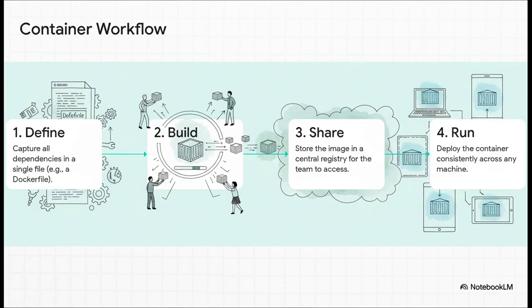And the workflow is beautiful in its simplicity. First, you define everything your project needs in a single file. A Dockerfile is the common example. From that file, you build a standardized, portable image. Then, you share that image in a central place where your whole team can grab it. And the magic part? Anyone can run that container on any machine and get the exact same environment, every single time. This is how you nail down reproducibility.